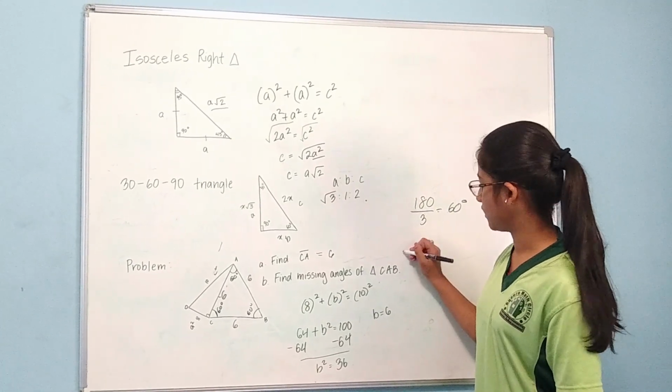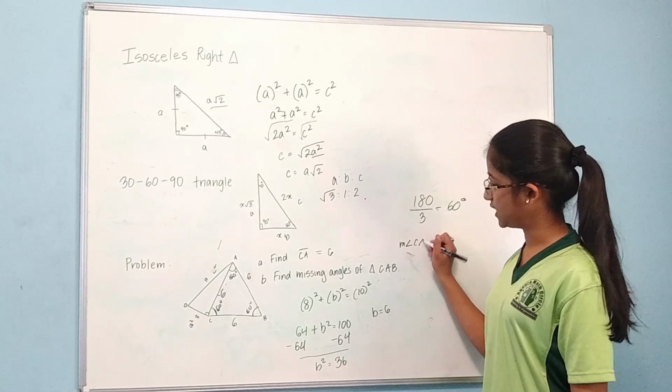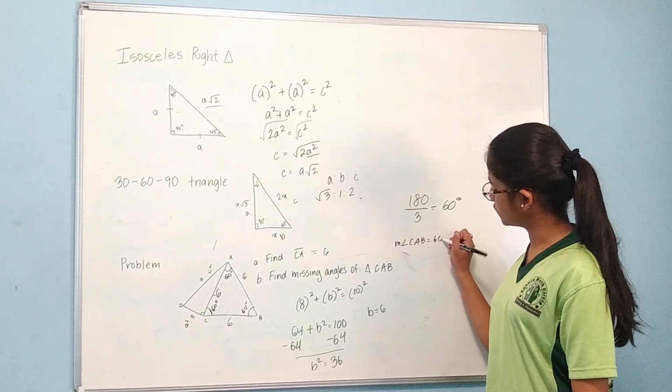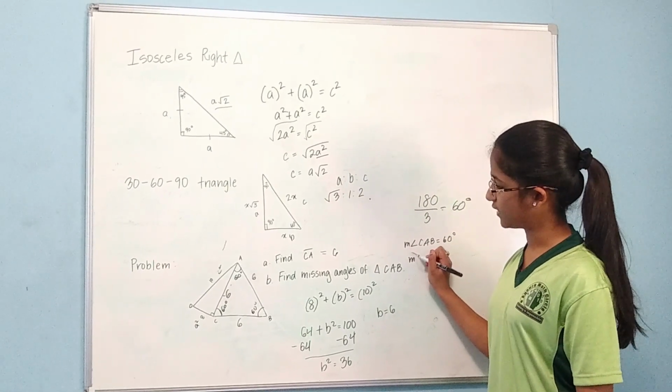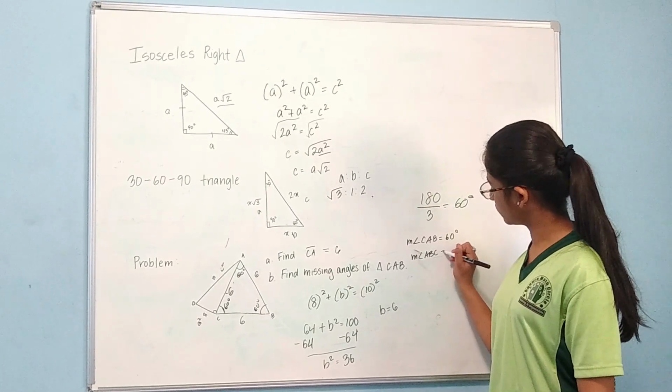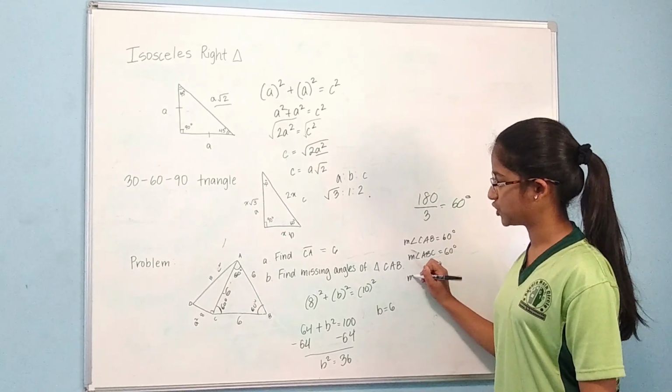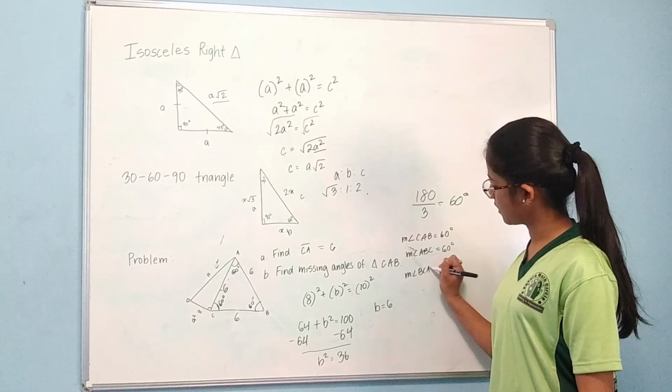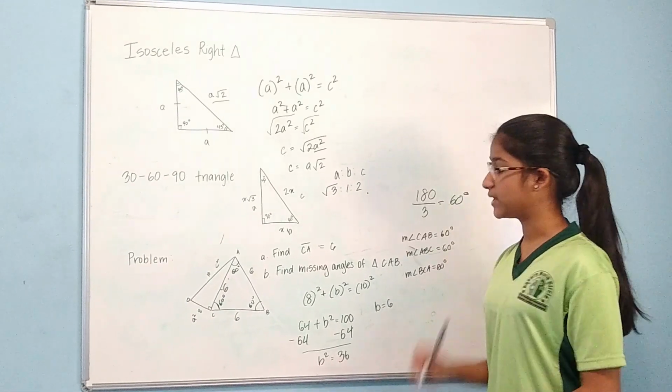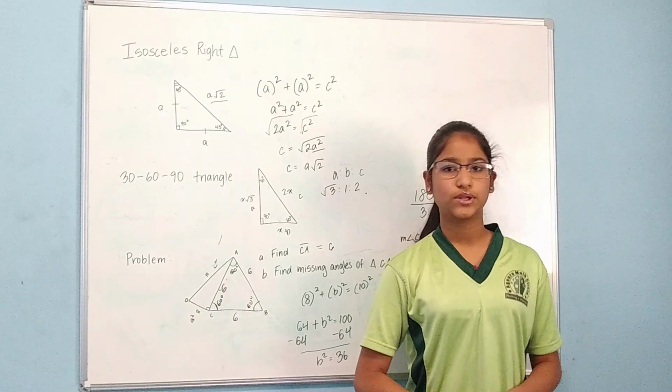So I think we have to write it out. Measure of angle CAB, 60 degrees. Measure of angle ABC, 60 degrees. And measure of angle BCA is 60 degrees because this triangle is an equilateral triangle.